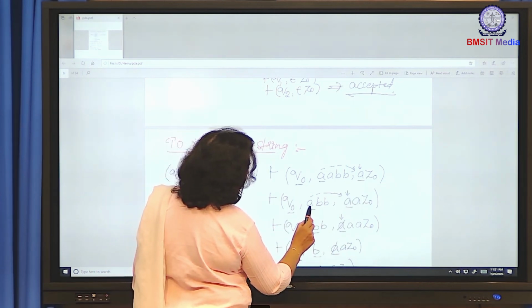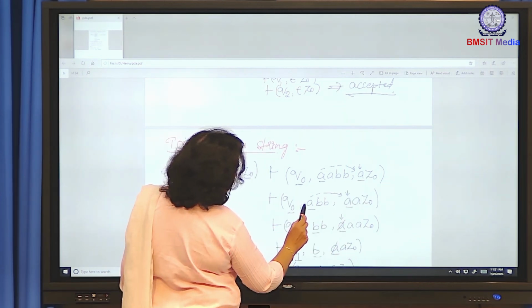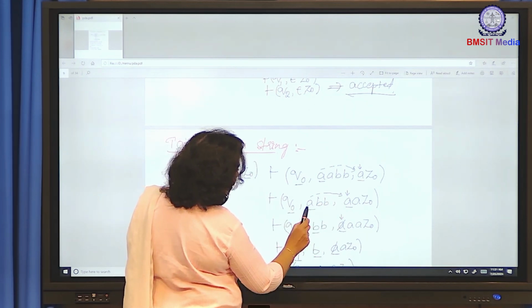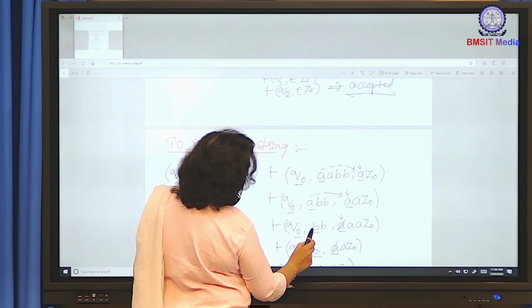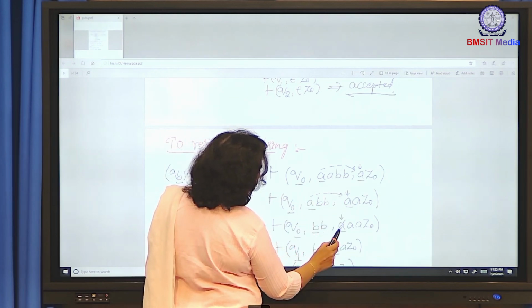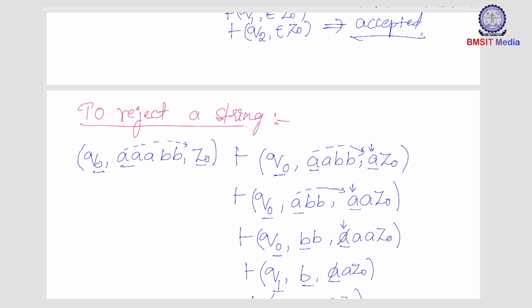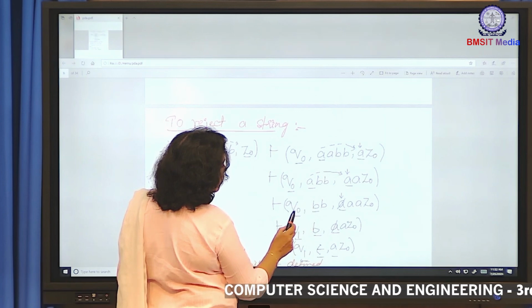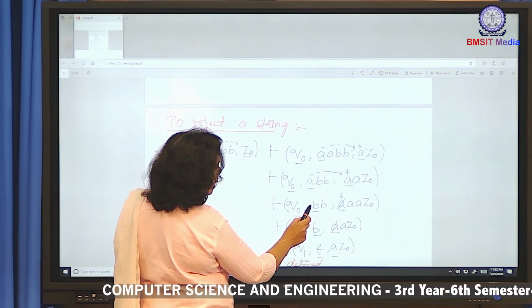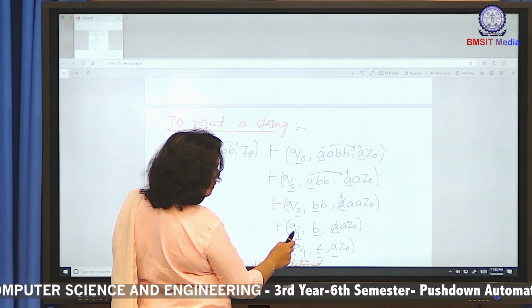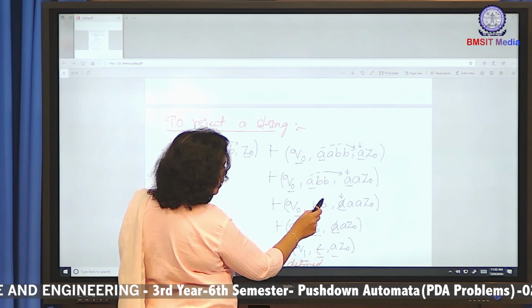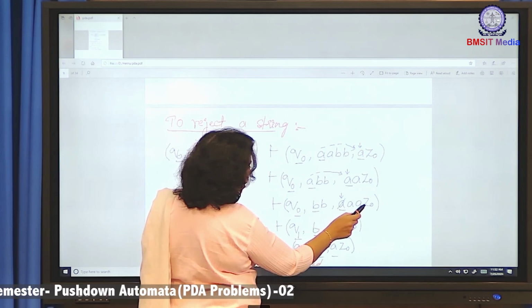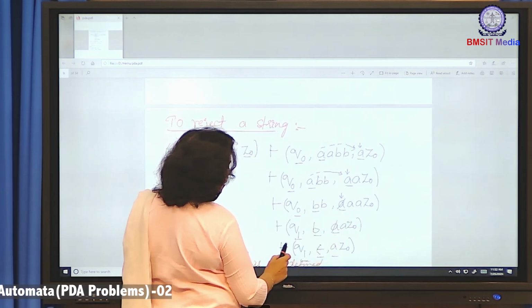Now Q naught A A, the same transition. This A will go and sit on the top of the stack, so we remain in Q naught. What is remaining on the input side? BB. This A will come here, so three A's then Z naught. Now Q naught B A. We see the first B, and there is a change of state, so Q naught becomes Q1. This B is read. What is remaining? One B is remaining. This A is popped. What is remaining? AA Z naught is remaining.